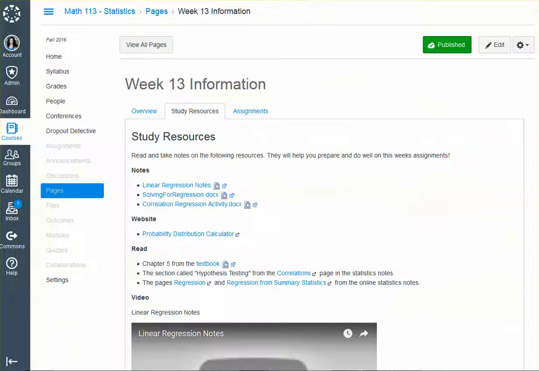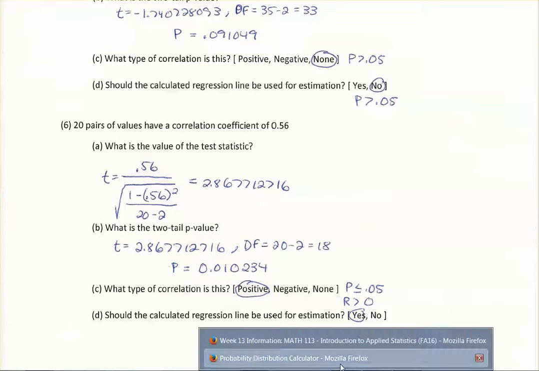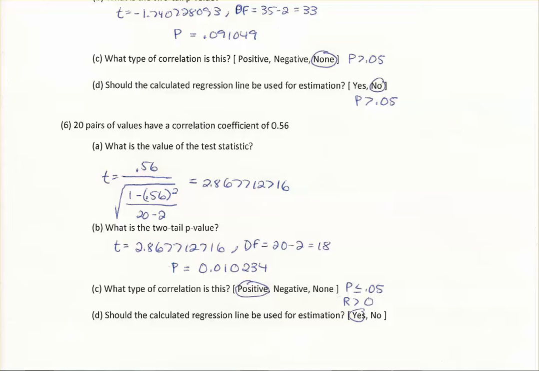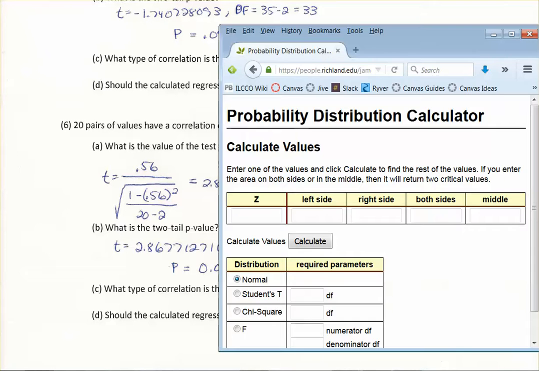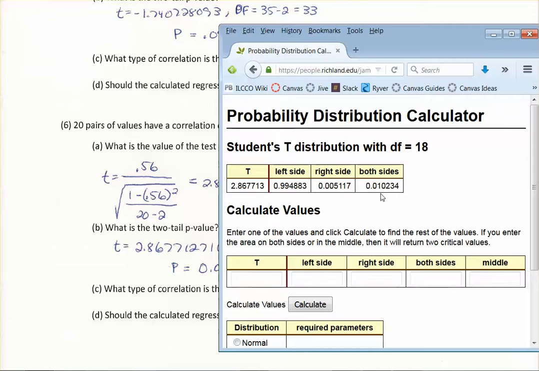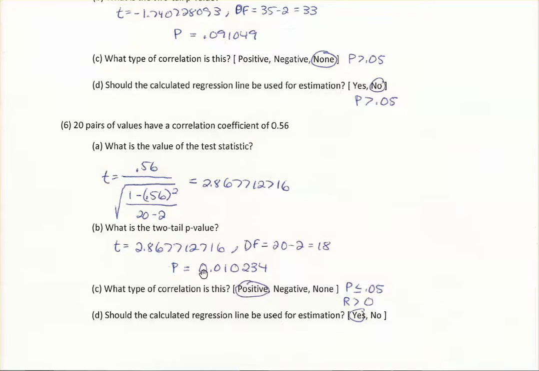And then we're just going to, oops, sorry. There we go. Here's that probability. Hold on. Okay, sorry about that. So what we do, our student t, our degrees of freedom, in this case, were the 20 minus 2, so 18. Our t-value in this case was our 2.867712716. Calculate. We are using both sides, and that's the 0.010234, which is our p-value.